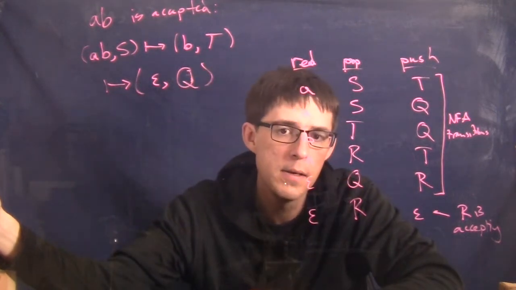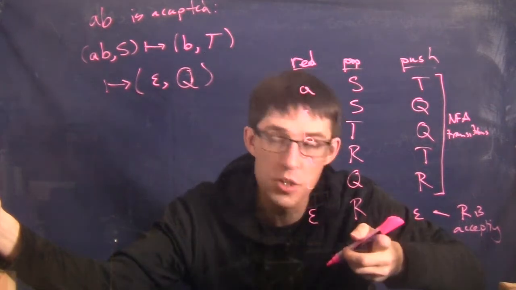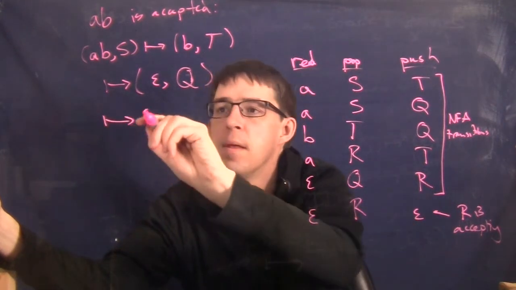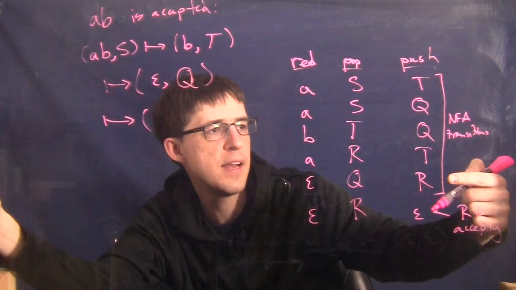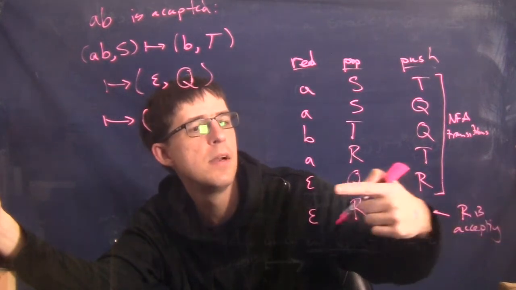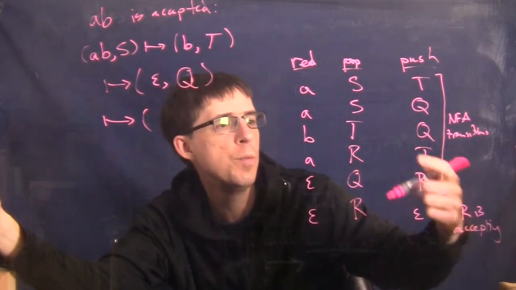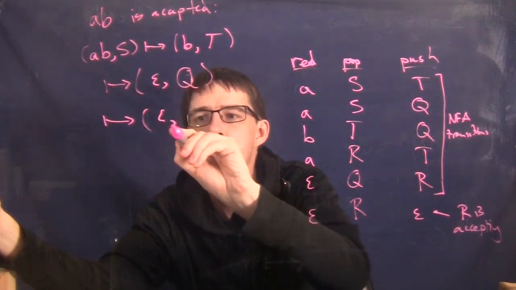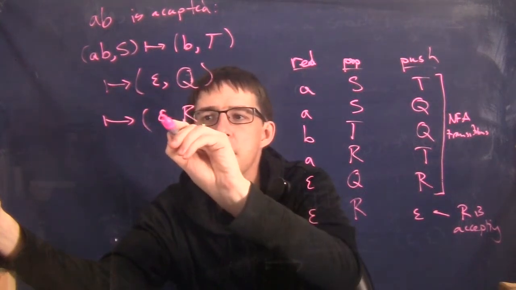And then finally, you do the epsilon transition over to the R. That would be this last line here, not last, second to last here. Read epsilon, pop Q, push R. So it's epsilon, comma, R. That's an epsilon right there.